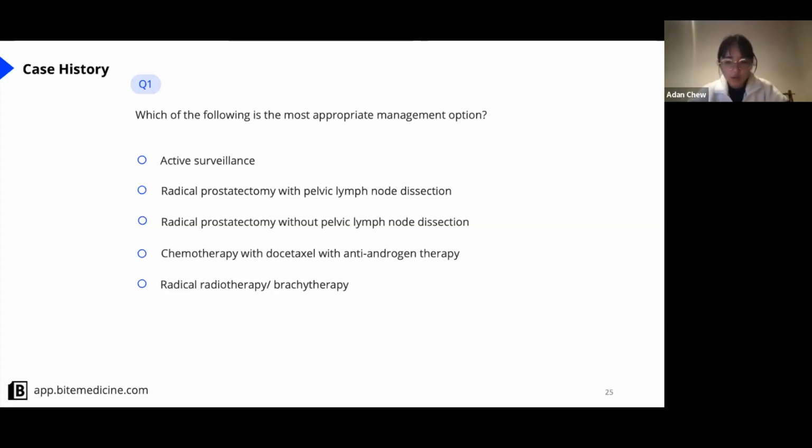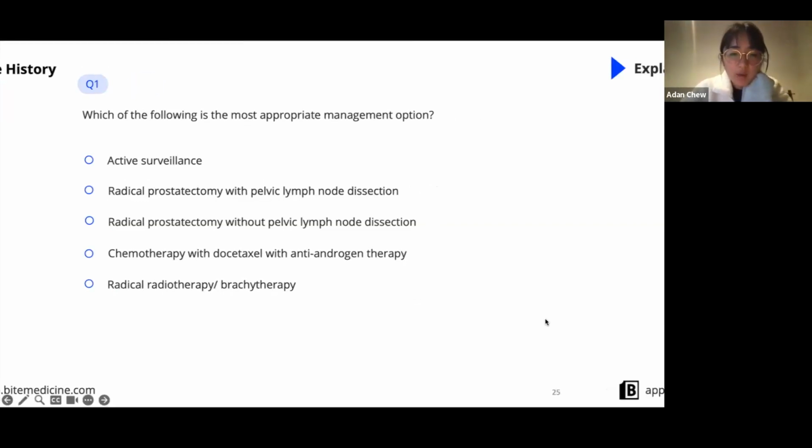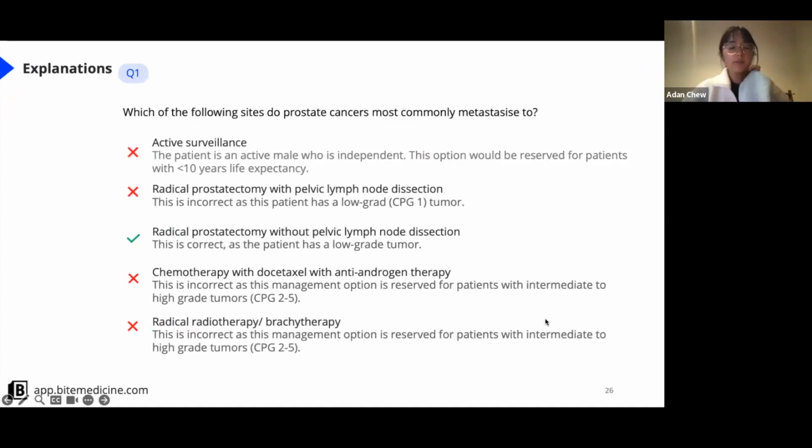Okay, so a few of you have gone for active surveillance, which is the most popular answer, and 1/3 of you have gone for radical prostatectomy without pelvic lymph node dissection, which is well done, the correct answer. So we note in this case that this patient has a low-grade tumor, and he's also quite an active male who's independent.